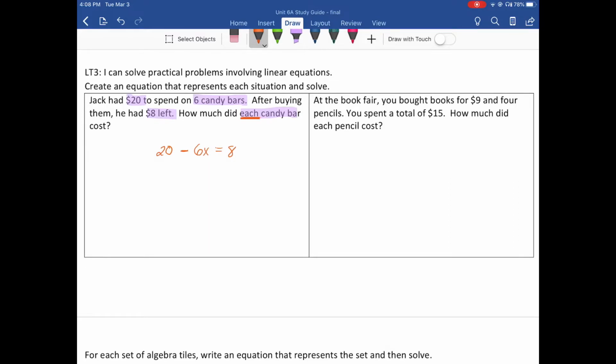So once we have an equation, we just have to solve for it. So this is a problem that we would have had in our first learning target, just put to words. So remember, our first step is to get rid of our constant. So we want to get rid of that 20. And 8 minus 20 is going to be negative 12. And then we need to divide by our coefficient. So our coefficient is negative 6. And x is equal to positive 2. So each candy bar cost $2.